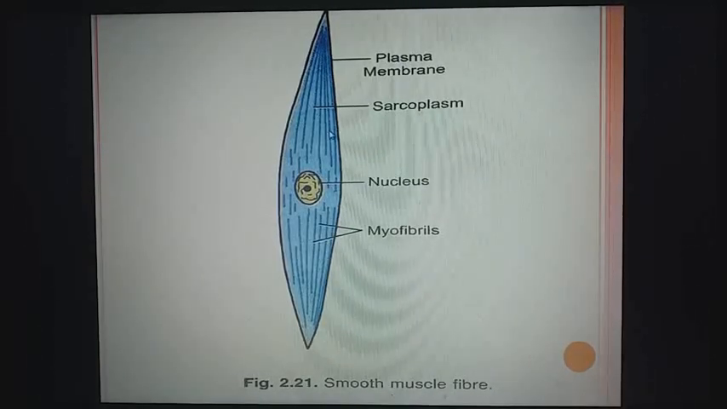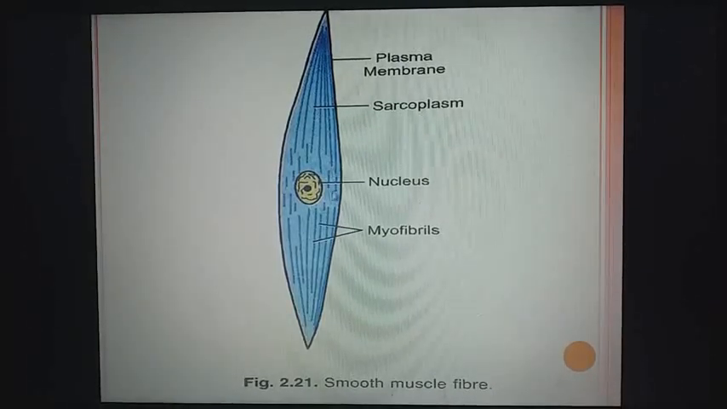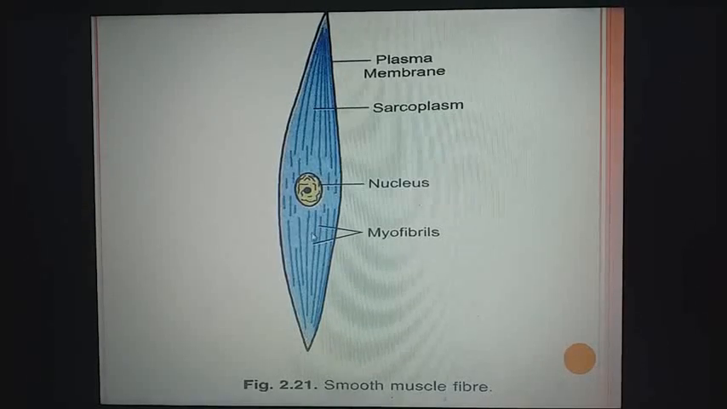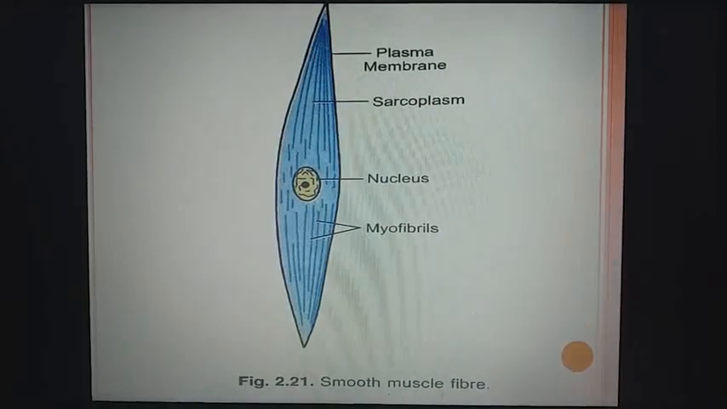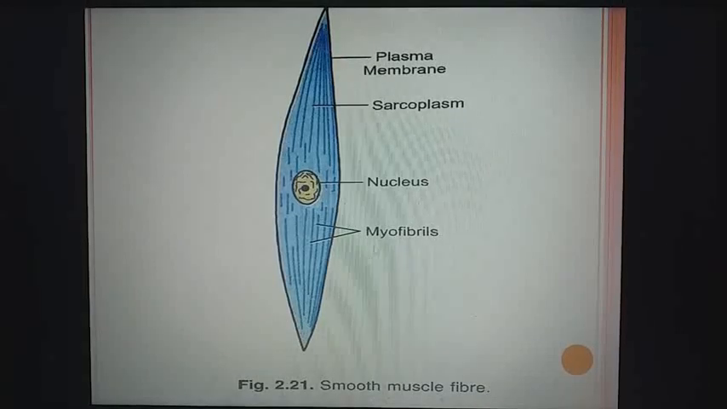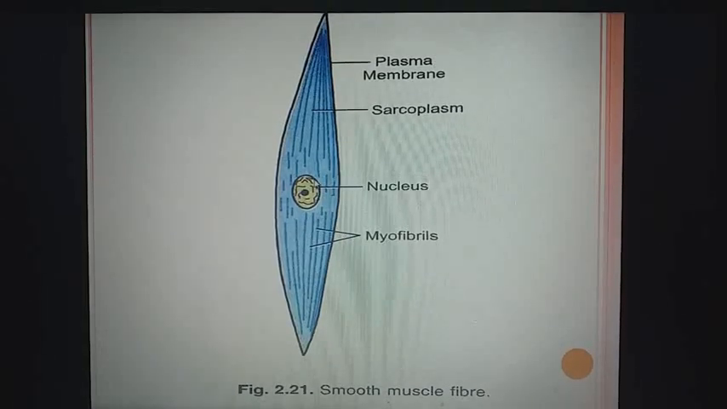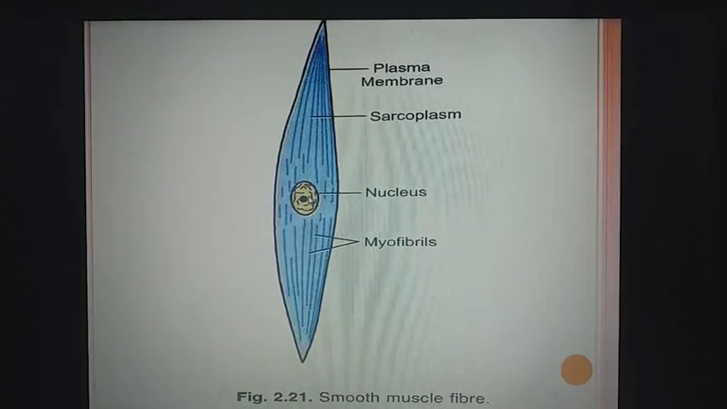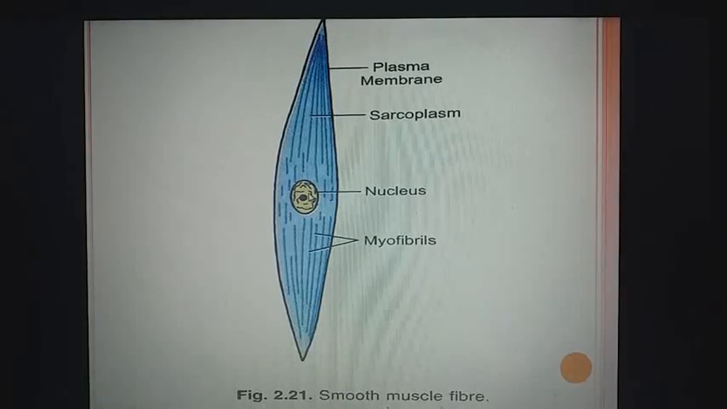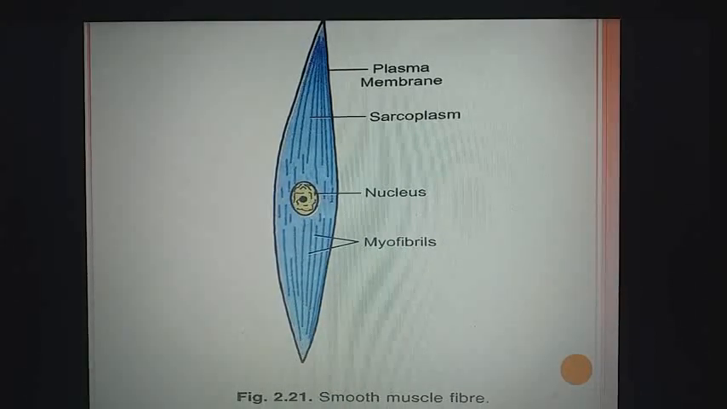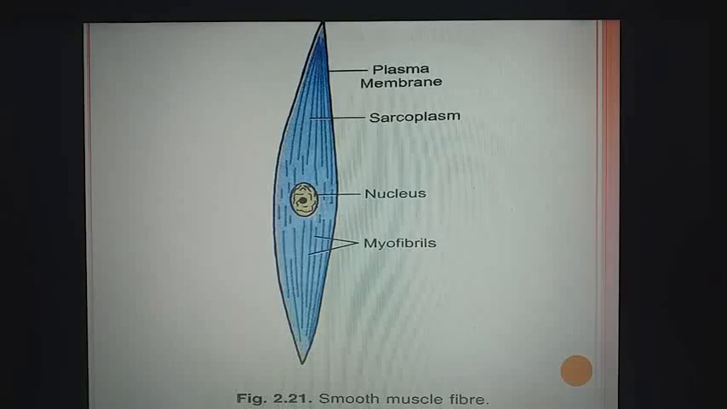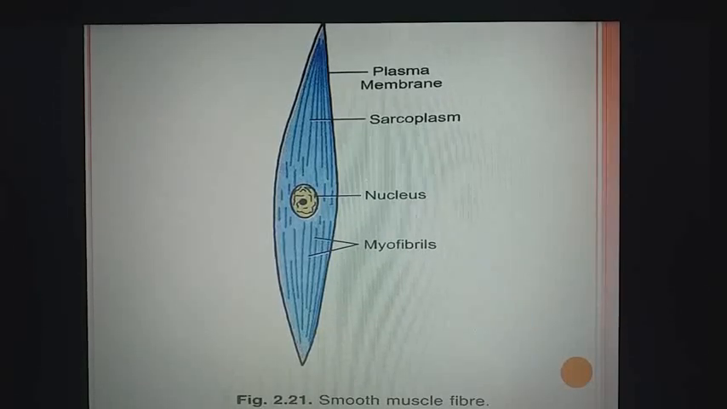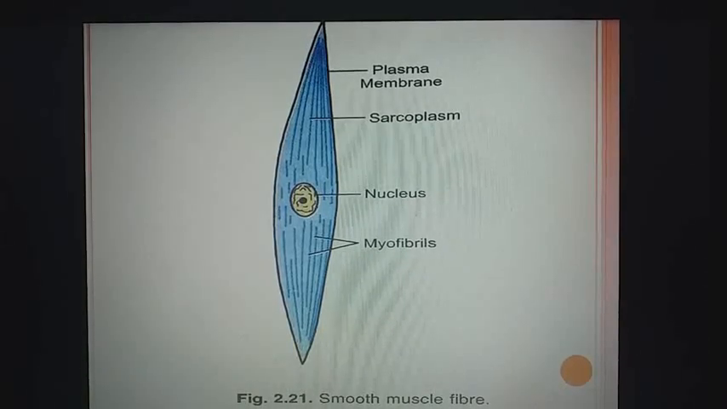Now see here, the shape of this muscle, this is spindle shaped, nucleus is present, and plasma membrane, sarcoplasm means the liquid present inside. So this is a spindle shaped cell. See, spindle shaped structure is there. Uninucleate, as one nucleus is present here. There we have seen that these striated muscles are multinucleate. Here it is uninucleate.